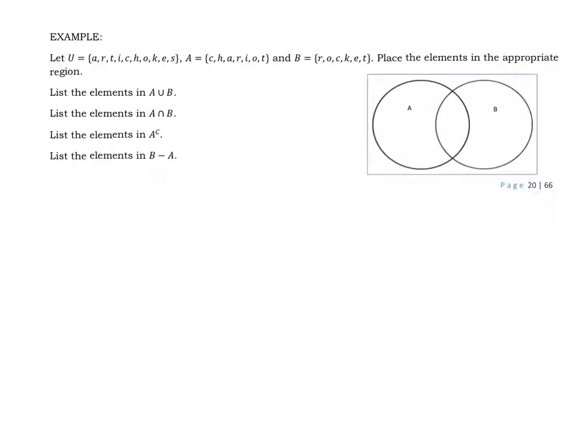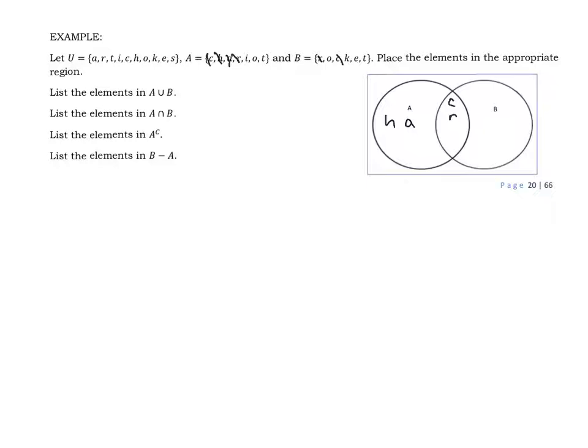All right, so as far as putting these items in the Venn diagram, let's see, do we have any overlap between set A and B? Well, it appears that they both have C. So let's put that letter in the overlap section. How about H? No, H just appears to be in set A. How about A? A also just appears to be in set A. How about R? Well, that appears to be in both sets A and B.